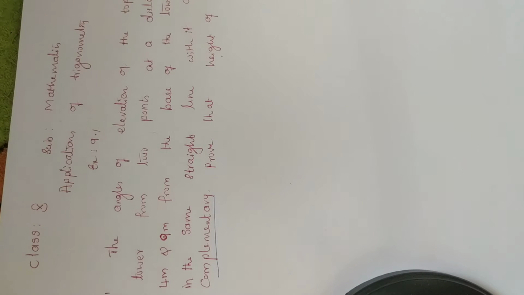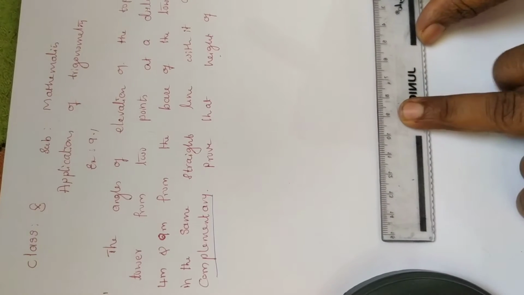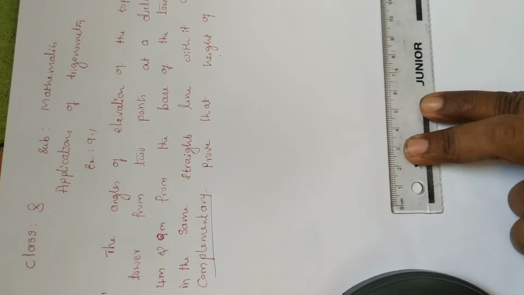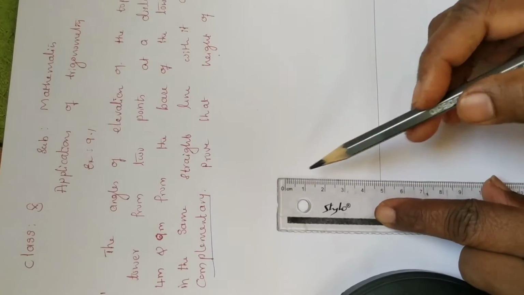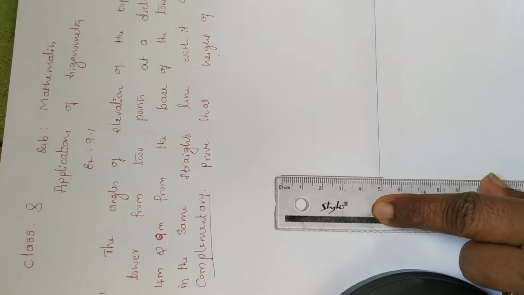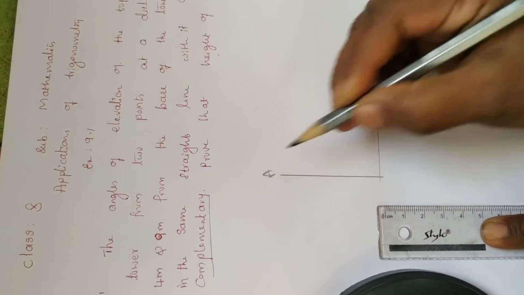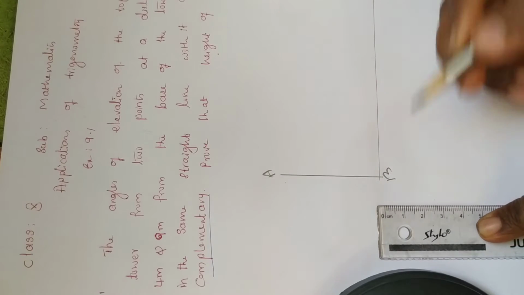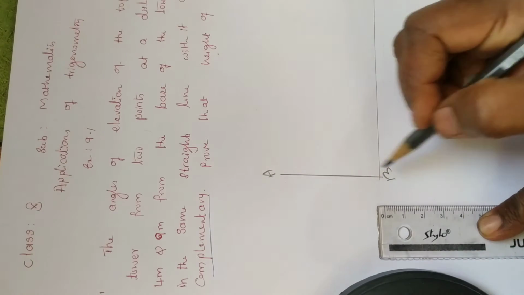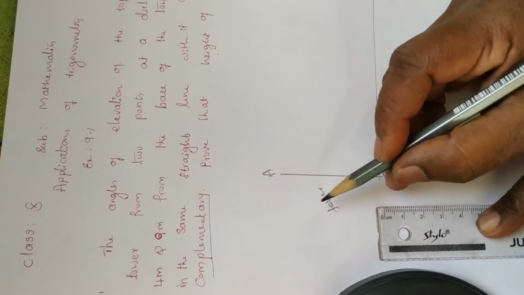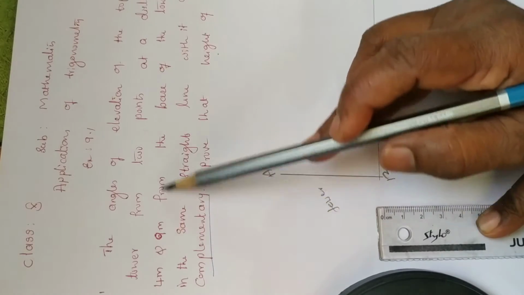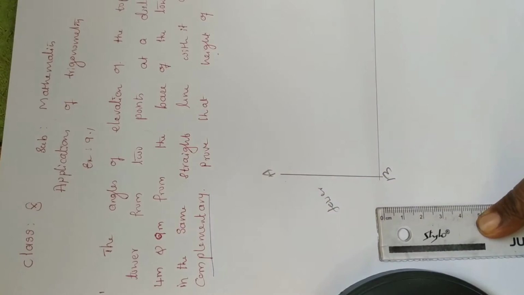So let us draw the diagram. We have to draw the diagram. Yes, this is a ground level. Diagram is most important. This is ground level and let AB refer to the height of the tower. So this is a tower, and we have to find the height of the tower.